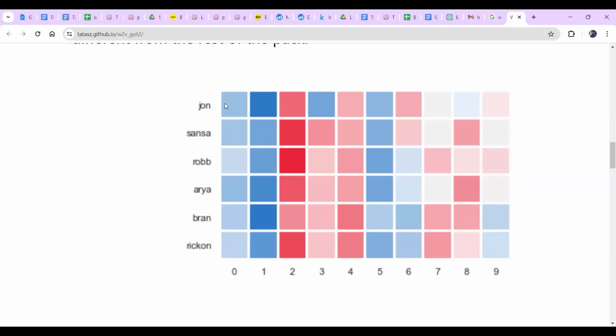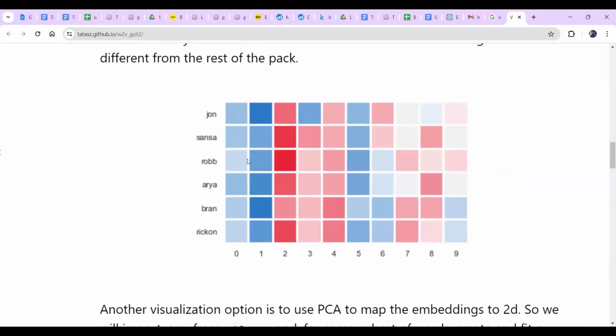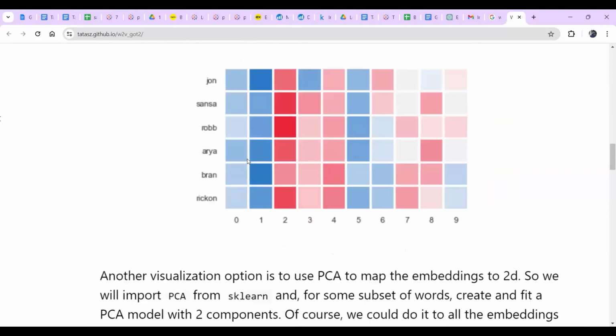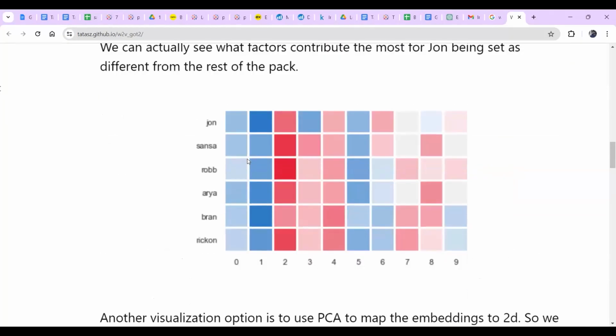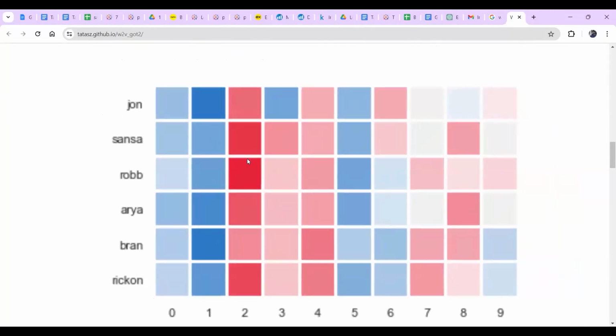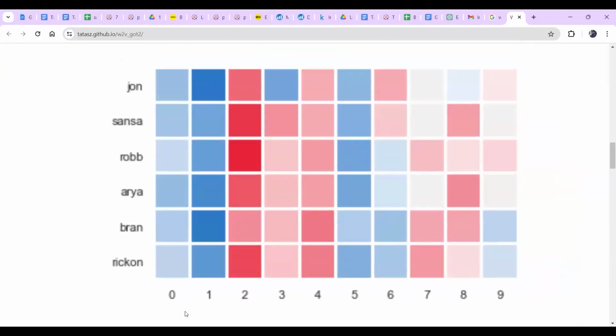For example, let's say Jon has 0.3, Sansa has 0.3, 0.3, 0.3. I will have a similar color for them, so it tells me that probably these words are quite similar to each other. So using a heat map, you can simply visualize the scores and the vector form of the different words. They have just encoded the words in number forms.